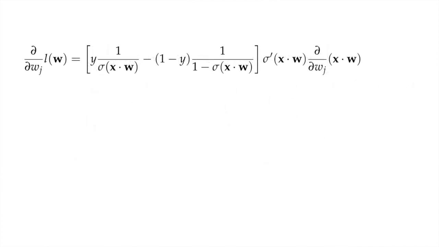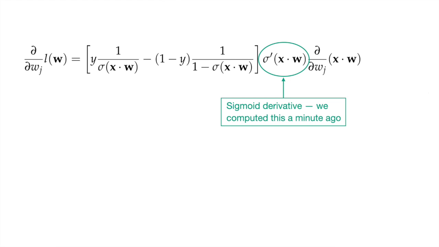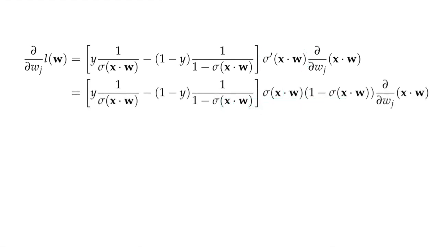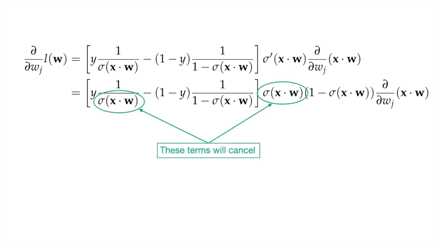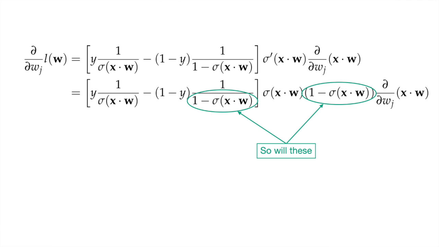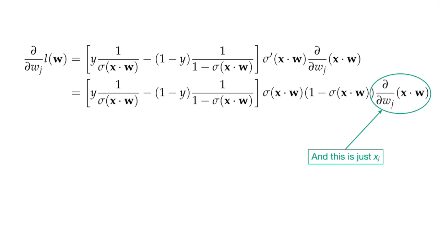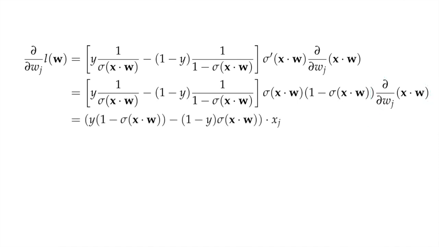Now we just calculated the derivative of the sigmoid a couple of minutes ago, and so we can substitute that in. We've got this sigma of x dot w as a product outside the brackets and also as a denominator in the first term inside the brackets, so that's going to cancel. And similarly, there's this 1 minus sigma of x dot w term, which is outside the brackets and as a denominator in the second term, so that will cancel as well. While we're at it, let's note that the partial derivative of x dot w with respect to wj is just xj. Because it's a dot product, none of the other terms matter. So our expression reduces to this.